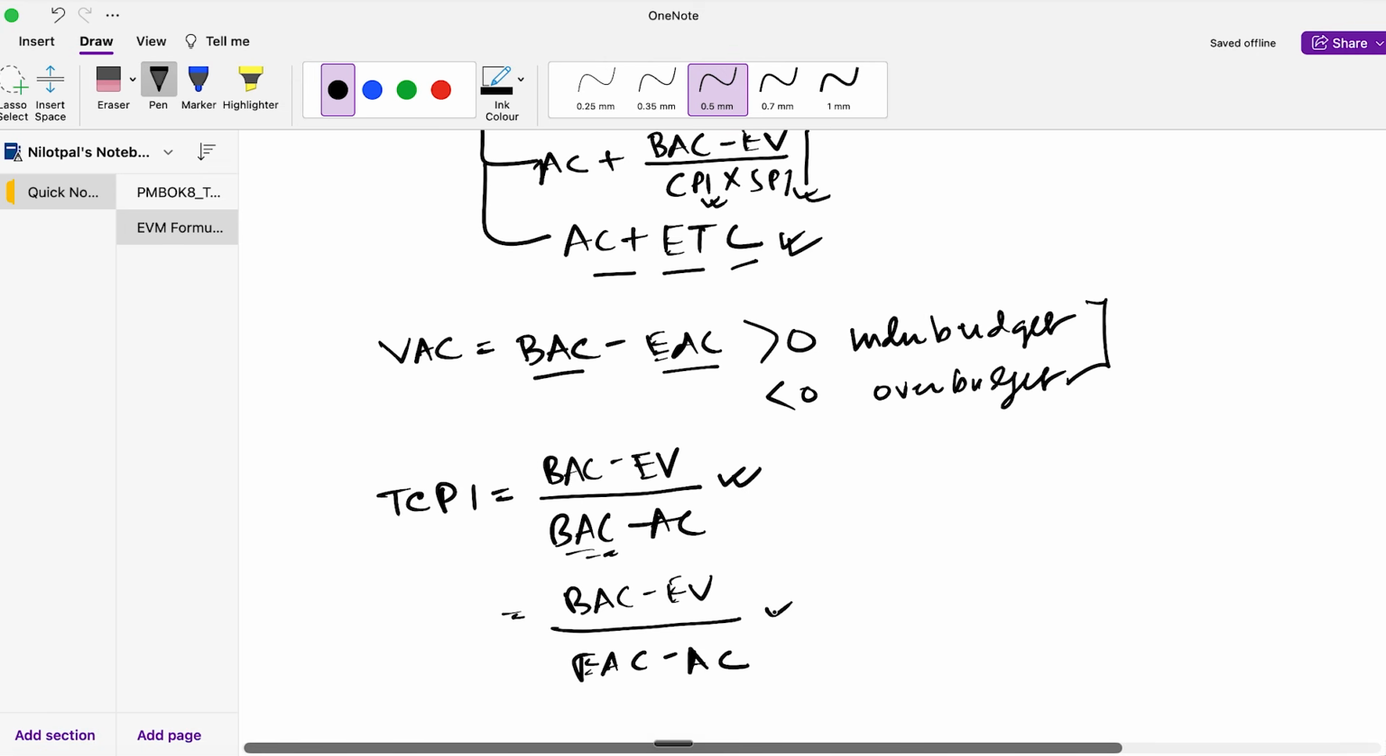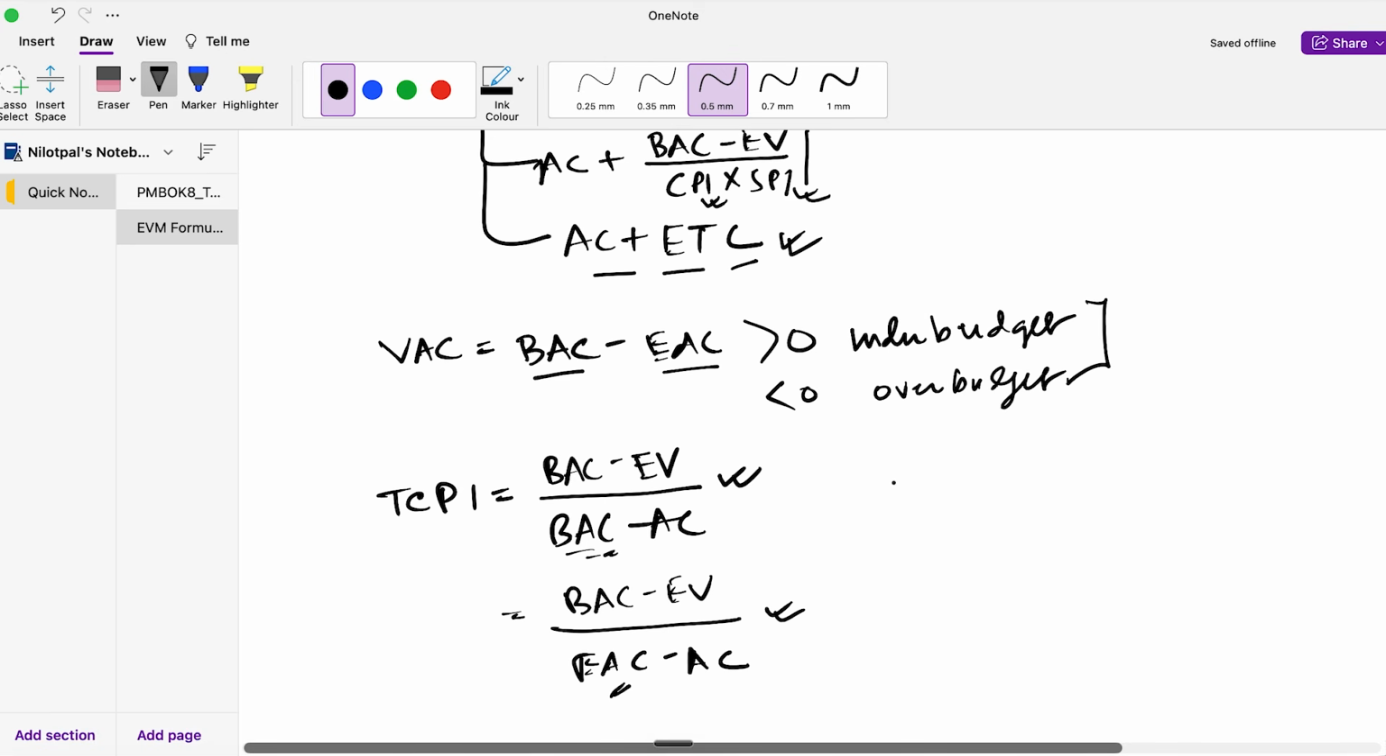However, the second formula for TCPI needs to be applied when there is an approved revised budget for the project, which is your estimate at completion. So for example, if your project budget has been revised, then you need to calculate your TCPI based on your EAC and not on your BAC.